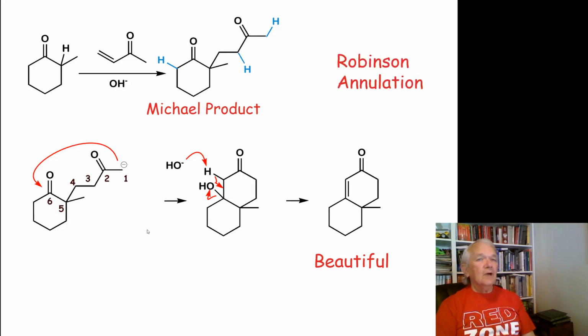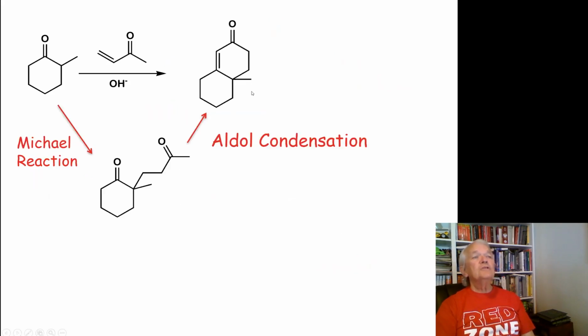It is called the Robinson annulation because the man who discovered it was, surprise, named Robinson. And he was a very famous organic chemist, and this reaction turns out to be a really important one. For one thing, lots of chemists have used this to make steroids, which of course are a very important part of biological molecules. So let's go through another example and see how this works. Or let's first review this one.